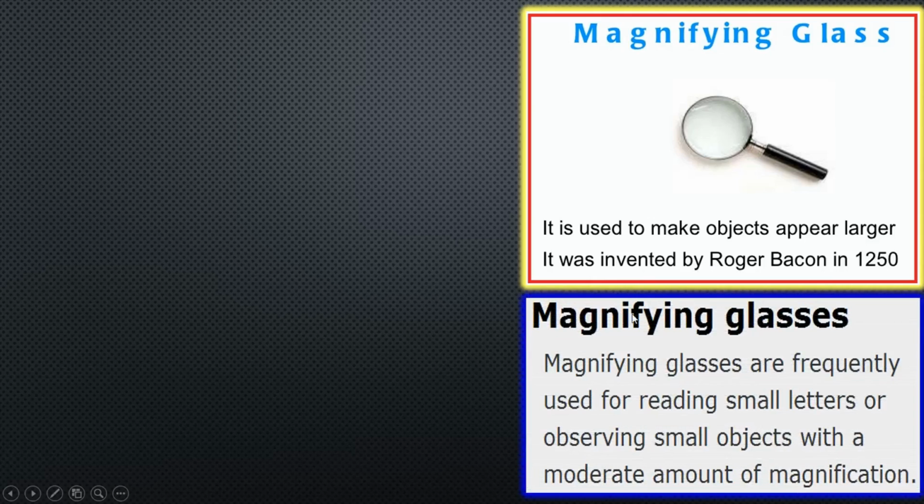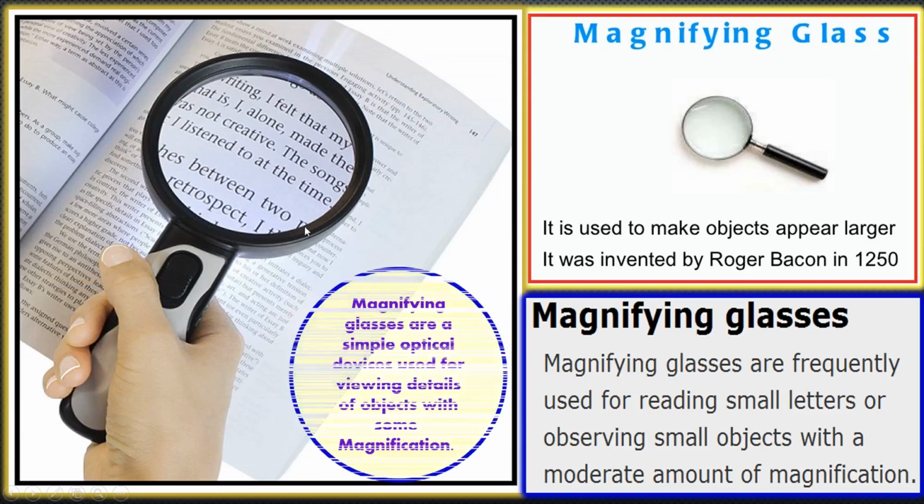1250. Magnifying glasses are frequently used for reading small letters or observing small objects with a moderate amount of magnification like this. Magnifying glasses are simple optical devices used for viewing details of objects with some magnification.